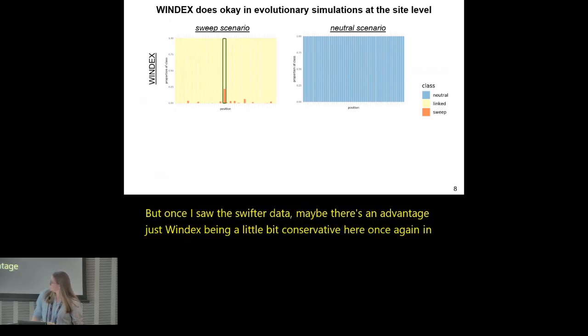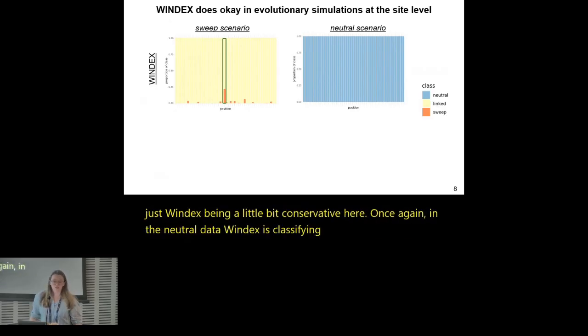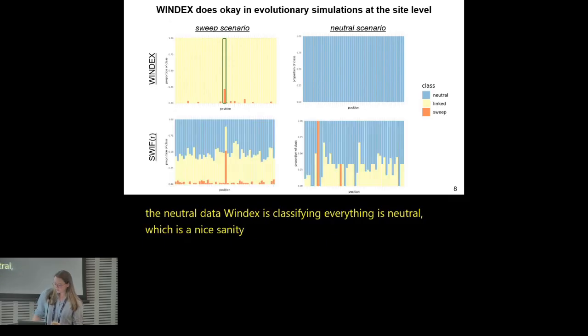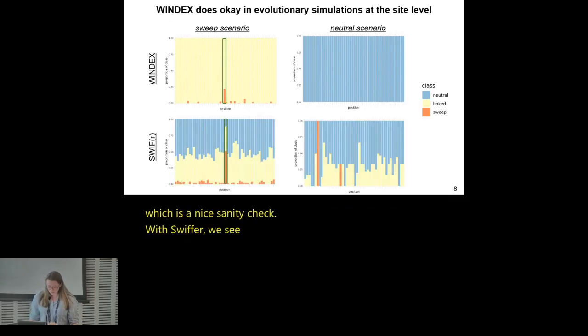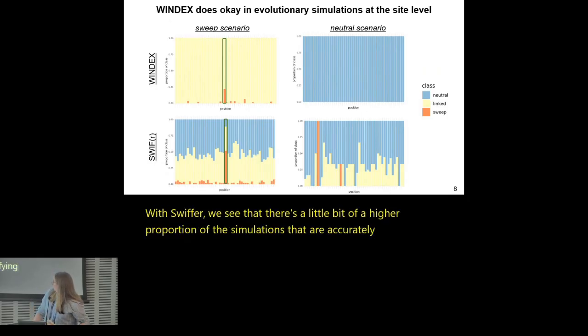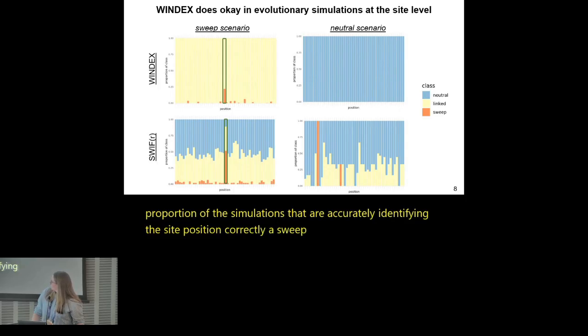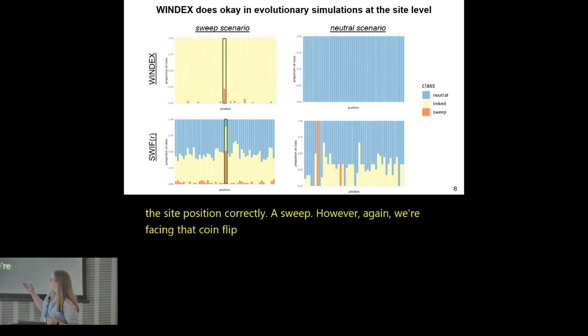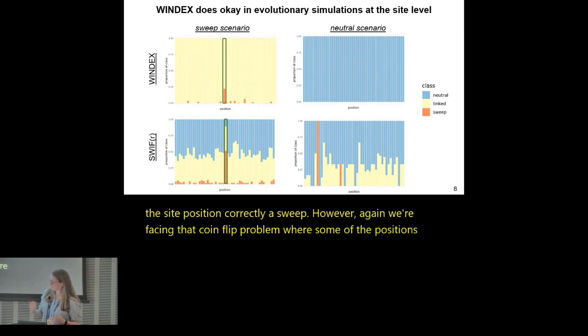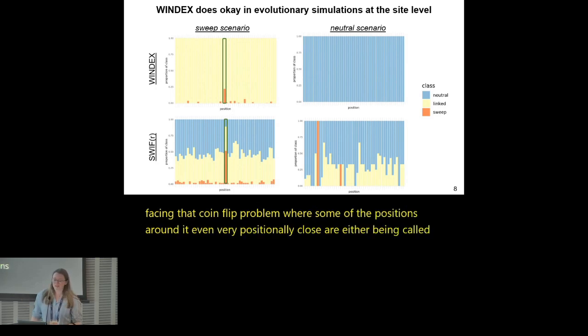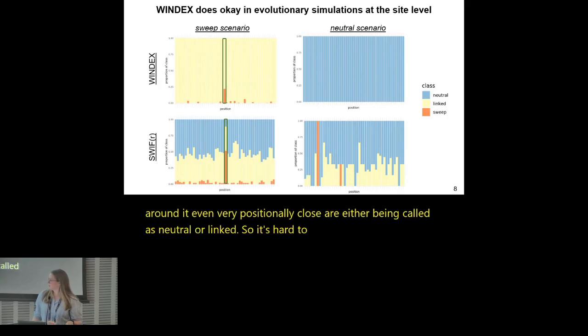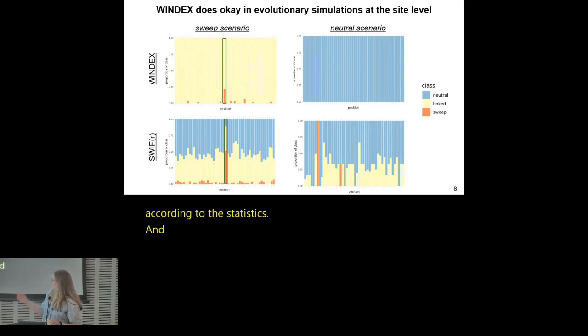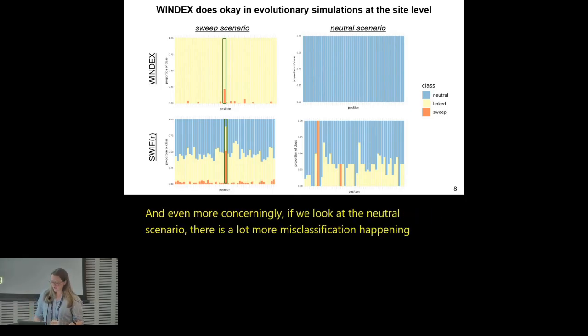Once again, in the neutral data, WINDEX is classifying everything as neutral. With Swiffer, we see that there's a little bit of a higher proportion of the simulations that are accurately identifying the site position correctly as sweep. However, again, we're facing that coin flip problem where some of the positions around it, even very positionally close, are either being called as neutral or linked. So it's hard to tell, at least from the output of Swiffer, if these sites are truly neutral or linked according to the statistics. And even more concerningly, if we look at the neutral scenario, there's a lot more misclassifications happening both in the linked and the sweep categories.